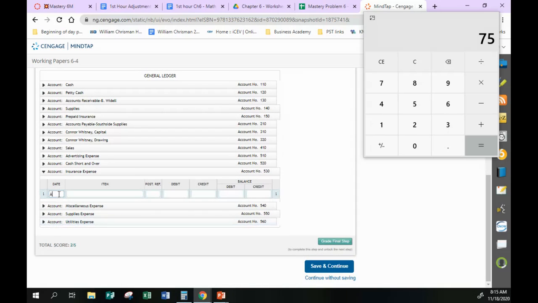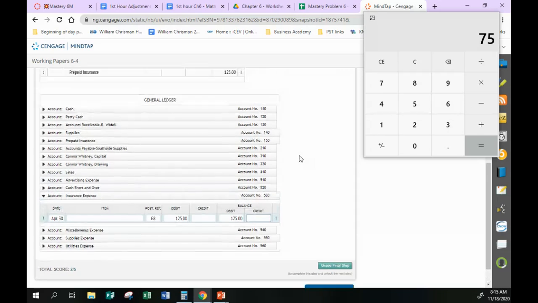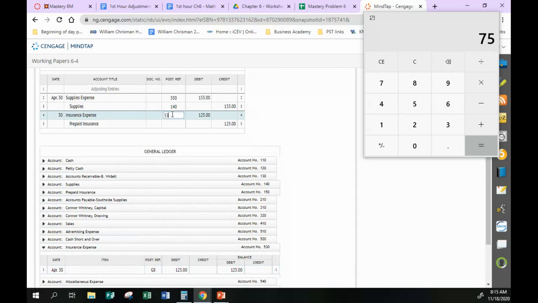Insurance expense, the next transaction. Then it's G8, debit for $125. Again, no previous balance, so we bring that balance over and we bring that 530 up to the post ref.